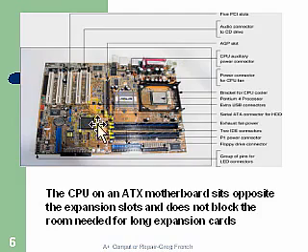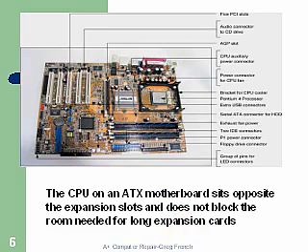The CPU on the ATX motherboard sits opposite the expansion slots and does not block the room needed for a long expansion card. So we have a lot of room here. We could put in a long expansion card if we needed to.